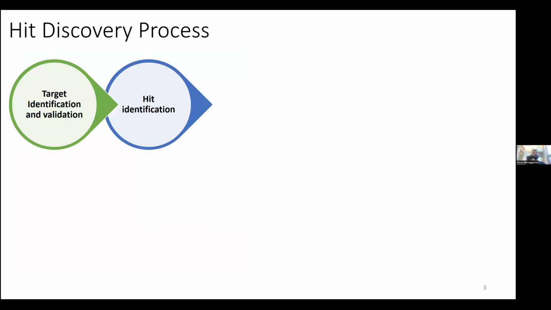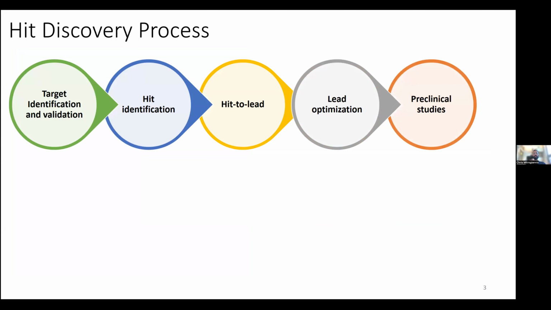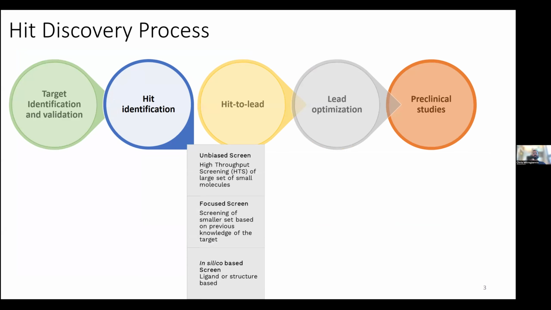The first thing I have to talk about is the hit discovery process, which really starts with target identification and validation, hit identification, hit to lead, lead optimization, and preclinical studies. My area of research is focused on hit identification, which can be done in different ways, like unbiased screen, focused screen, or even in silico using computational methods. The most common way that this is done in pharmaceutical companies is high throughput screening.